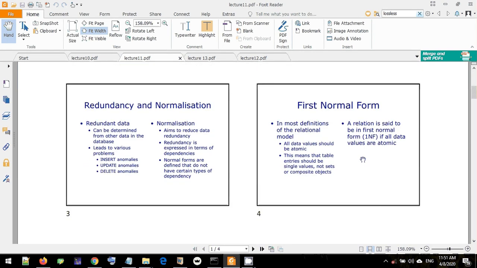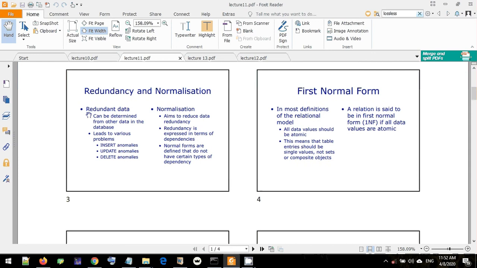redundancy and normalization. Redundant data can be determined by other data present in the database. Generally, redundancy means repetition of data, and when data repeats in the database, it can lead to problems like insert anomalies, update anomalies, delete anomalies.